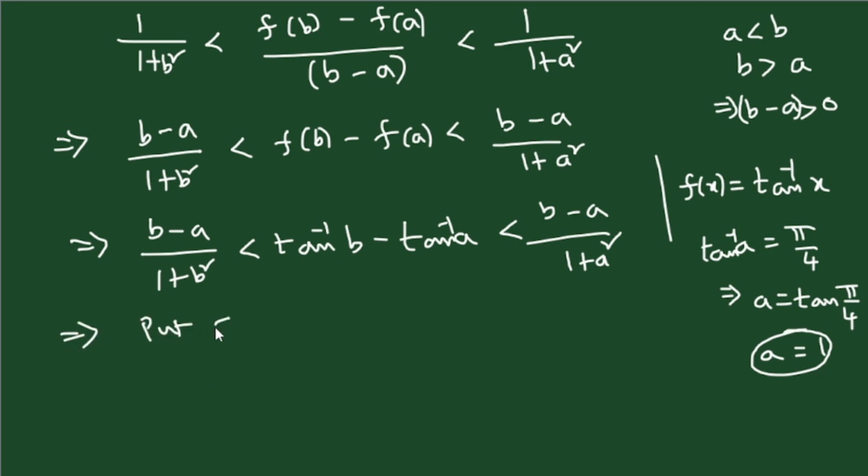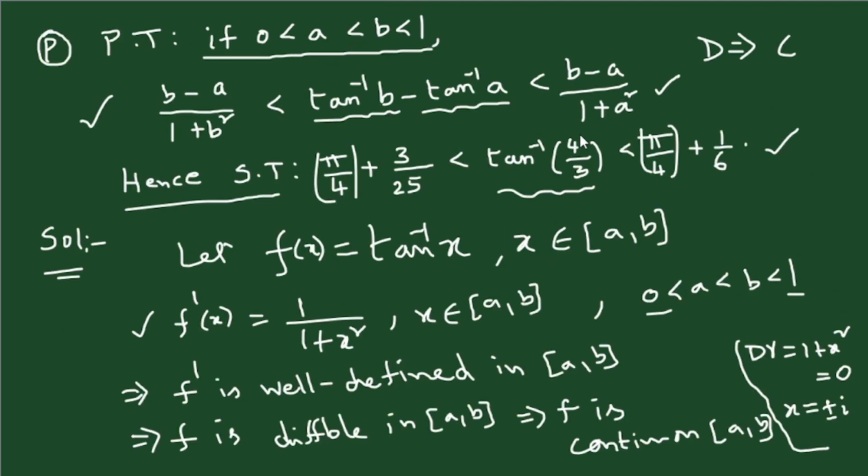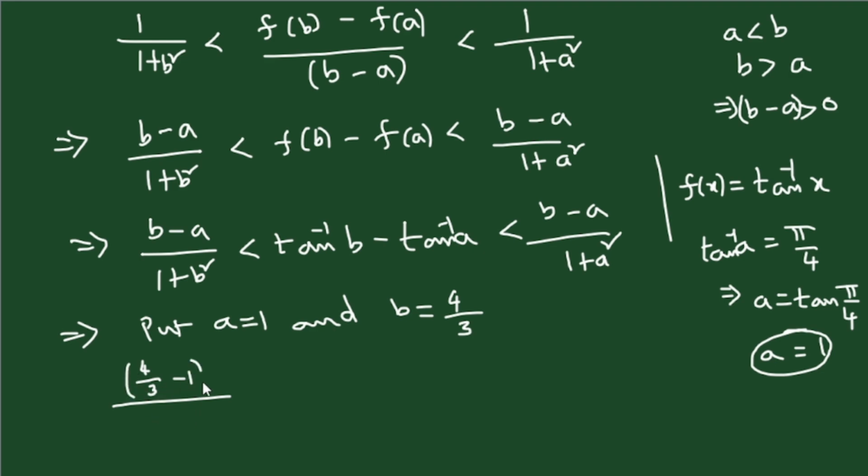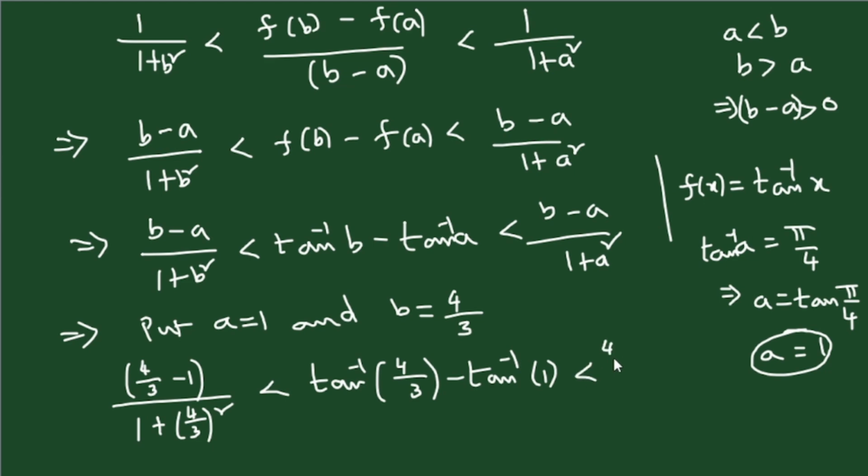So put a equal to 1 and what should be taken as b, because we need tan inverse 4 by 3 here, you take b equal to 4 by 3. So b equal to 4 by 3. Then what happens? 4 by 3 minus 1 by 1 plus 4 by 3 whole square less than tan inverse 4 by 3 minus tan inverse 1 less than 4 by 3 minus 1 by 1 plus 1 square, because a is 1, right?